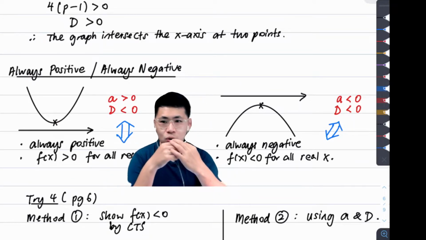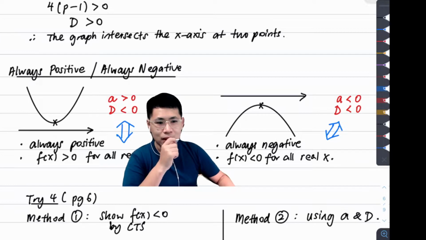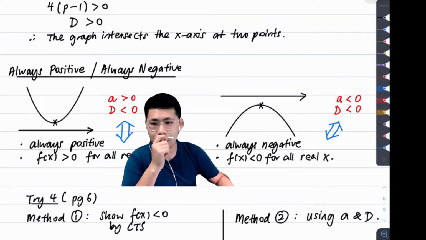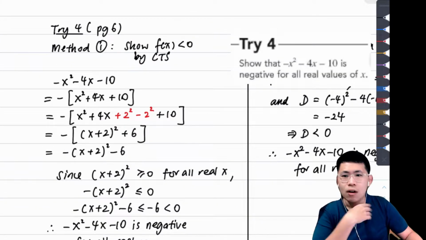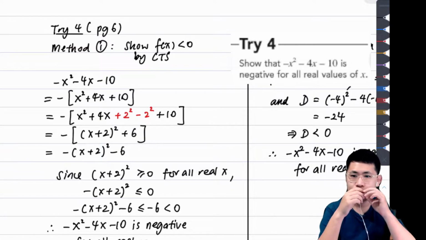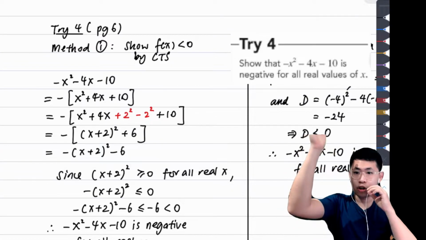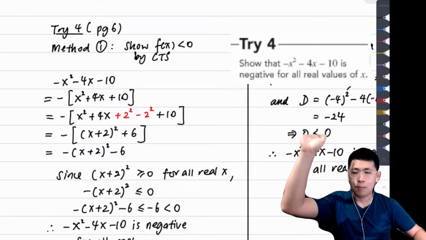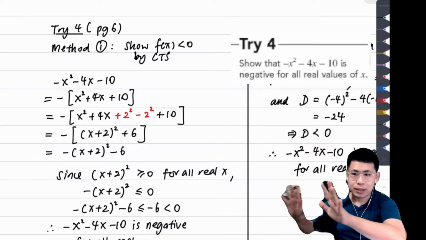Alright, so without further ado, let's move on to try 4 at page number 6. Over here we have try 4. The question is on top and the working space will be over here.